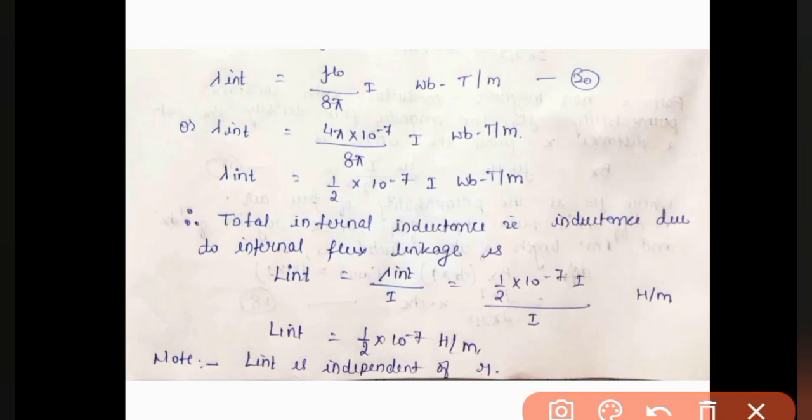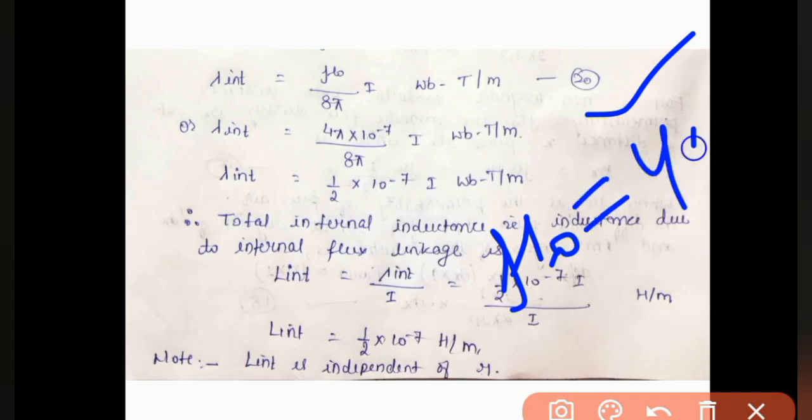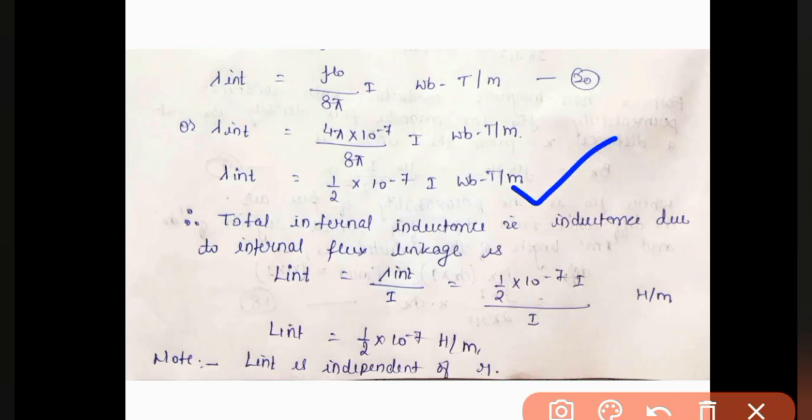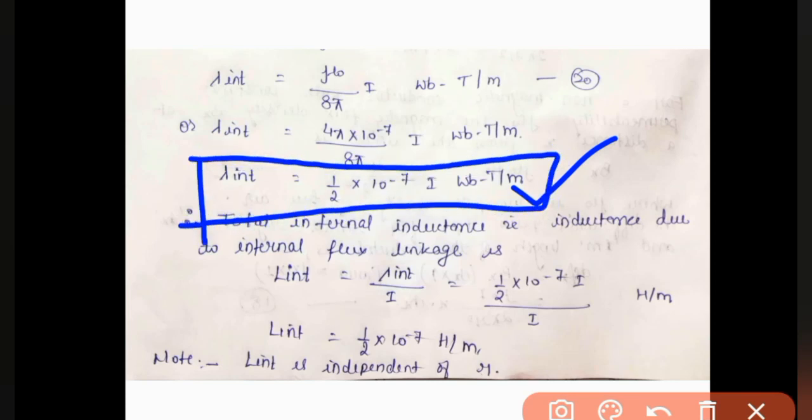We get this equation number 20, and by putting the value of mu 0, meaning permeability of free air, equal to 4 pi into 10 to the power minus 7, by putting this value we get this. This is the total internal flux linkage inside the conductor. This is the value of flux linkage inside the conductor.